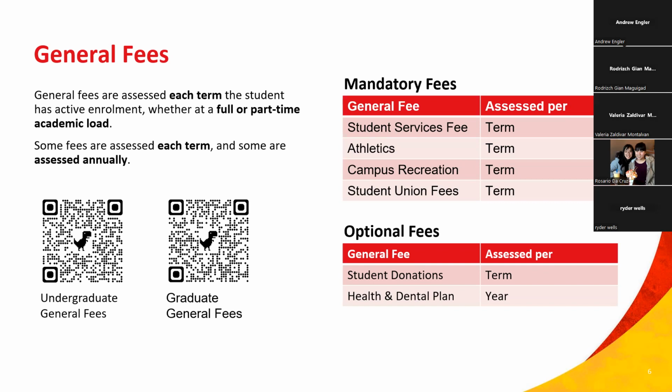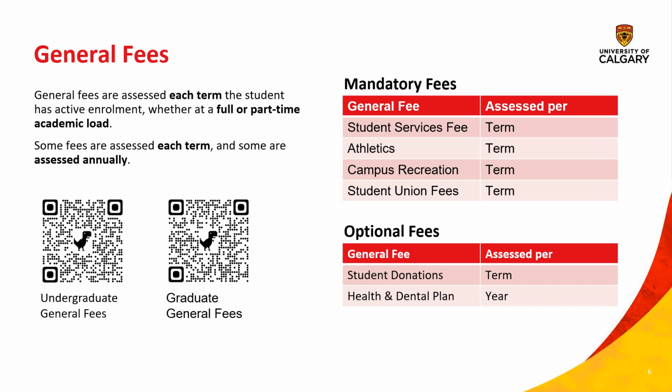Some fees that we have here are considered optional. Both the student donation and the health and dental plan fees are optional, with a little bit more detail on that in a moment. The health and dental plan is assessed on an annual basis. So it's assessed once per year and then grants access to that for a full year. So for most folks, you'll see that fee assessed in fall. And then for your second year, you'll see that fee assessed again in the fall.